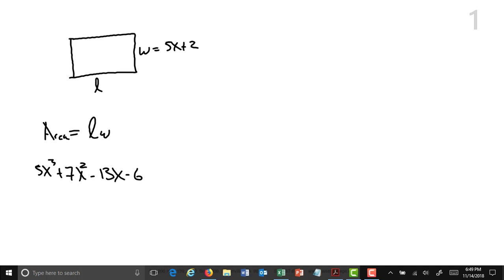Okay, that's the area, and that's equal to what? Well, we know what W is, right? So we have length times 5x plus 2. Do you see it? It's just algebra, right? Because we want the L by itself, don't we? How do I get the L by itself? What would I divide by?